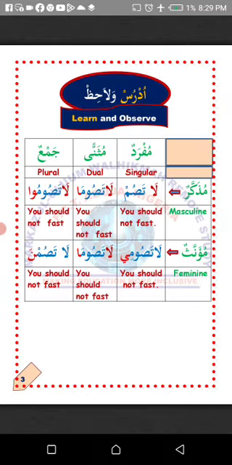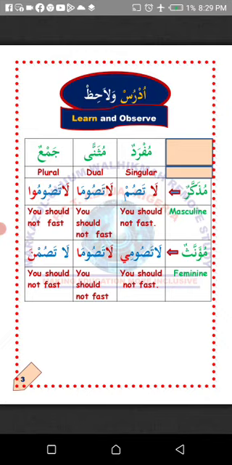Udrus, learn. Walahiz, and observe at the same time. Mufrad, singular. Muthanna, dual. Jam', plural. Mufrad, singular. This is a word in Arabic that means only one. Muthanna, dual. This is a word in Arabic that means only two. Jam', plural. This is a word in Arabic that means more than two, from three upward. Plurality in Arabic starts from three upward, unlike English where it starts from two upward.